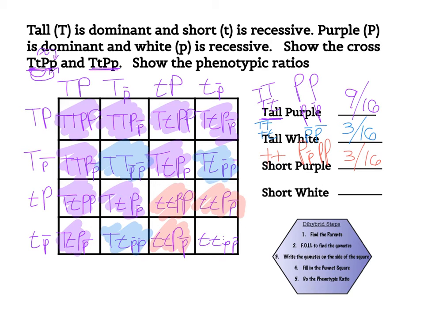Okay, and then last but not least, to be short and white, need to be little t, and then little p. I have one of those, so 1 out of 16 will be short and white. Add up those top numbers, 9 plus 3 plus 3 plus 1 equals 16, so I didn't miss anything. All right, and there we go. There's our 9, 3, 3, 1 ratio again. And that's because my parents are heterozygous for both traits. Got to make sure they're heterozygous for both traits.